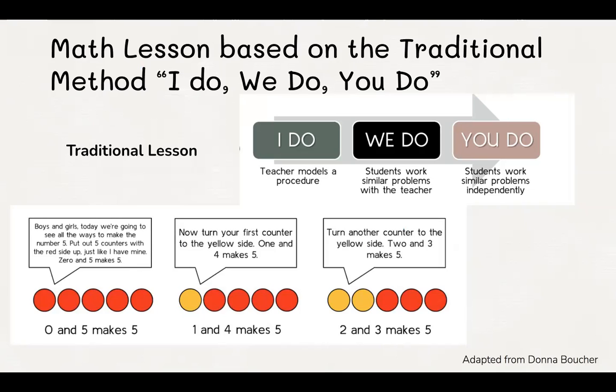Okay, put out 5 counters with the red side up, just like I have mine. 0 and 5 makes 5. Now it's your turn, the we do. Now turn your first counter to the yellow side. 1 and 4 makes 5. Turn another counter to the yellow side. 2 and 3 makes 5. So this is really a guided method, I do, we do, and eventually students would be working to make combinations of 5 with different numbers.